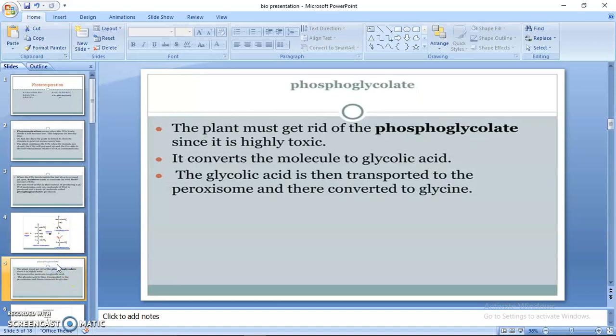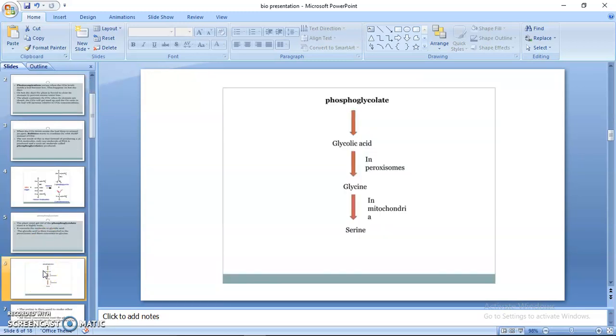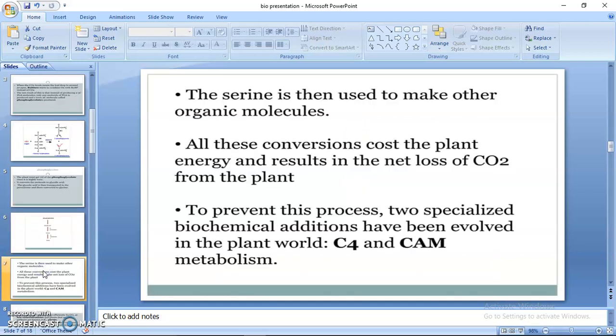Next is what is phosphoglycolate. The plant must get rid of the phosphoglycolate since it is highly toxic. It converts the molecule to glycolic acid. The glycolic acid is then transported to the peroxisome and then converted to glycine. So this diagram represents the phosphoglycolate conversion to serine. The serine is then used to make other organic molecules.